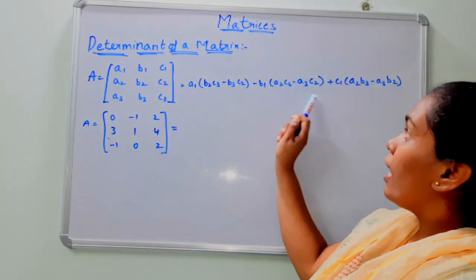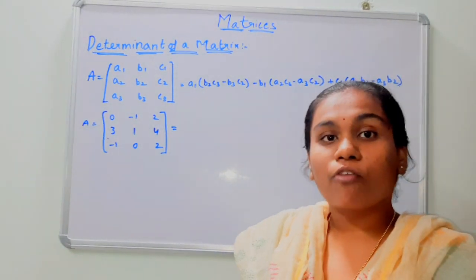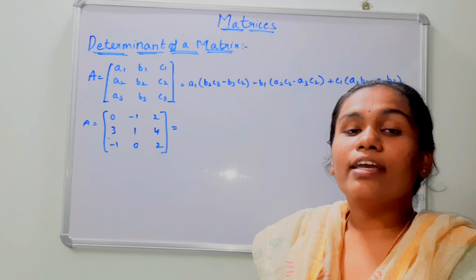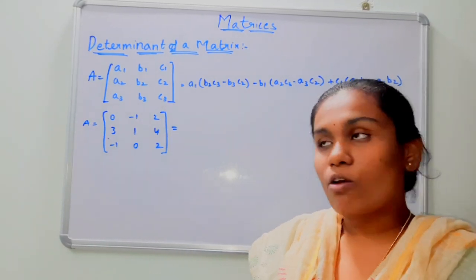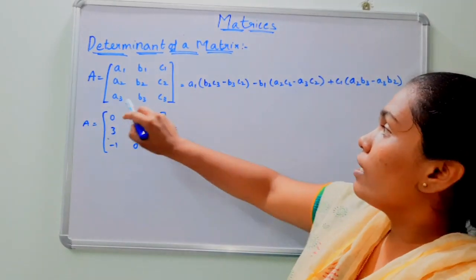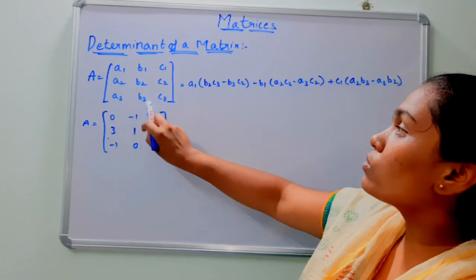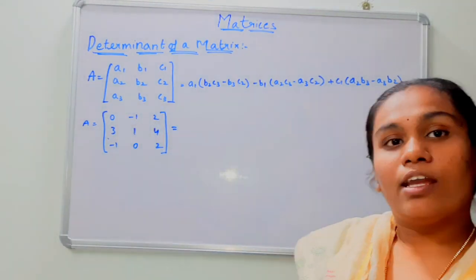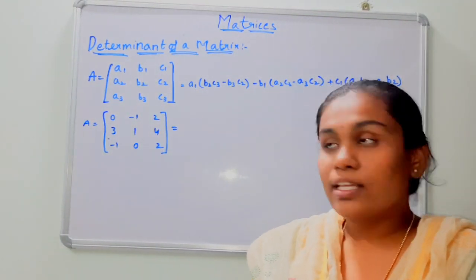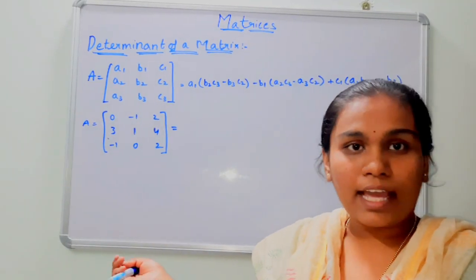The sum of the products of the elements of the first row is known as the determinant of a matrix. Here it is the sum of A1 into B2 into C3. This is the formula of the determinant of a matrix. Let us check it by seeing an example.